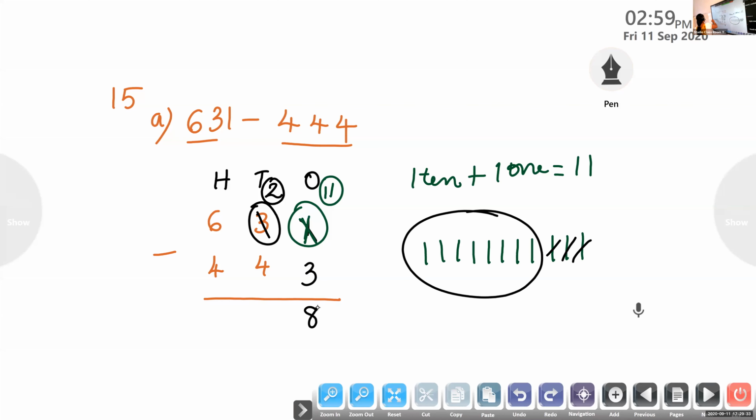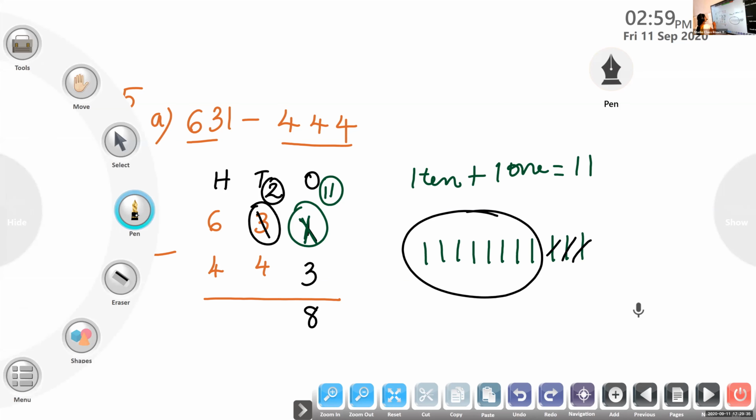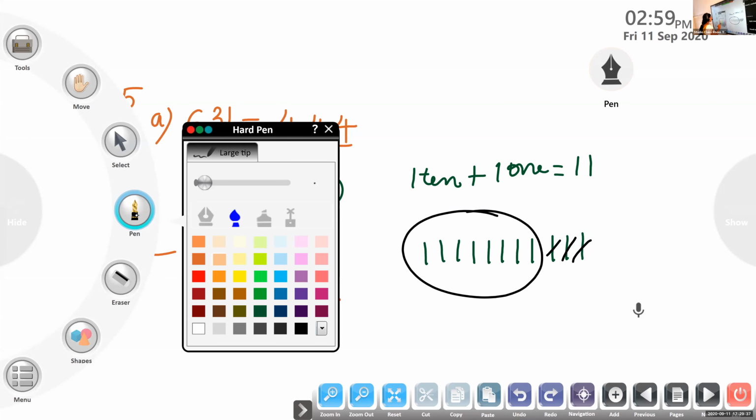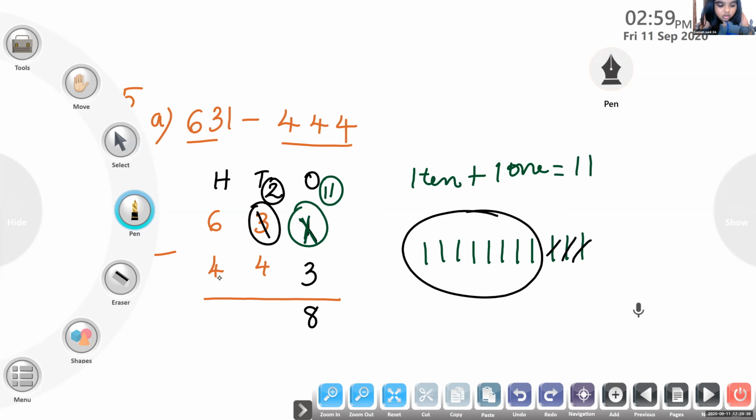2 minus 4. Can we subtract 2 minus 4? No. Why? Because 2 is less than 4. So what do you have to do? We have to borrow from the hundreds place. Here 6 hundreds are there. From that, we are going to take 100. So what will we get?